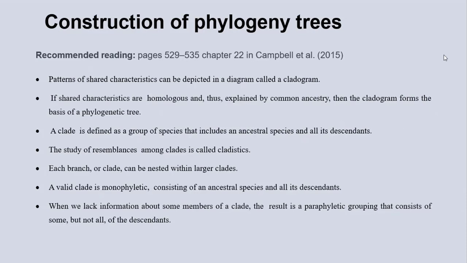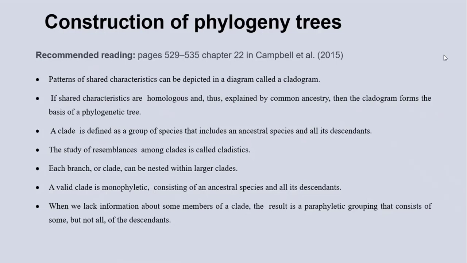So if the shared characteristics are homologous, then don't worry about some of these terms. They are there in your notes at the bottom, you will find them. If this is the first time they are popping out, don't panic and be like, oh, what is this?